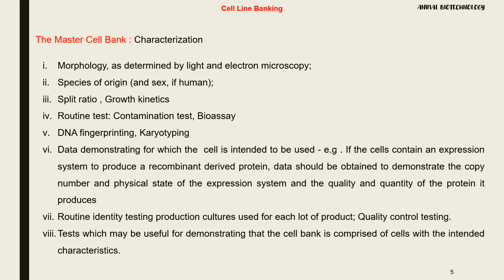Example, if a cell contains an expression gene to produce recombinant protein, data should be obtained and demonstrated to show the copy number and physical state of expression and the quality and quantity of the protein produced. The working cell bank should also be validated for quality checks and recorded.